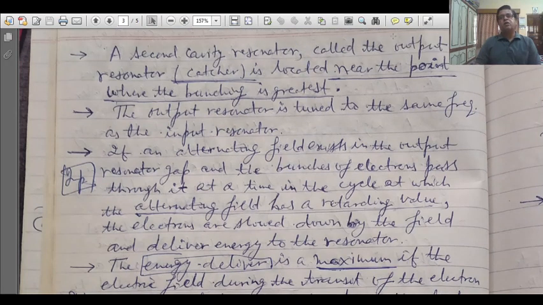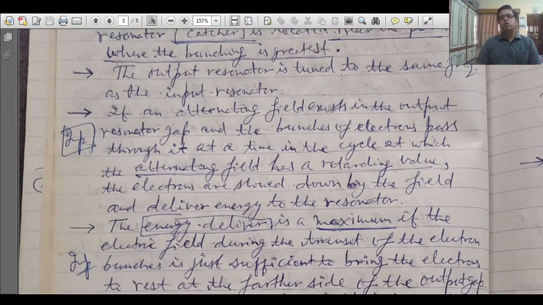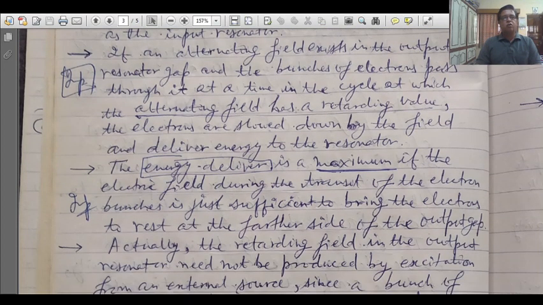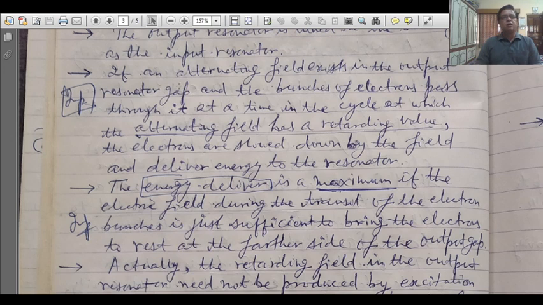A second cavity resonator, also called the output cavity, is located near the point where the bunching is greatest. The position of the output cavity is adjusted to where bunching is greatest, at the middle of the output cavity. The output resonator is tuned to the same frequency. There should be tuning of the output resonator and input resonator. That means the bunching cavity, input cavity and output cavity should be tuned. This is the essential requirement for a two-cavity klystron.